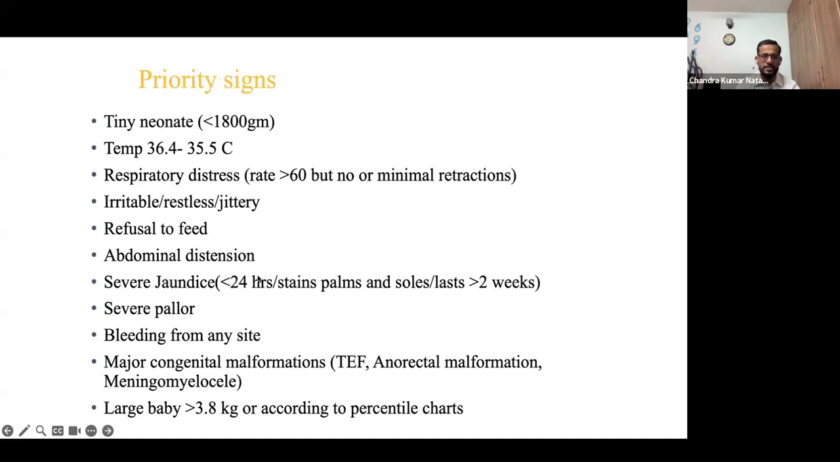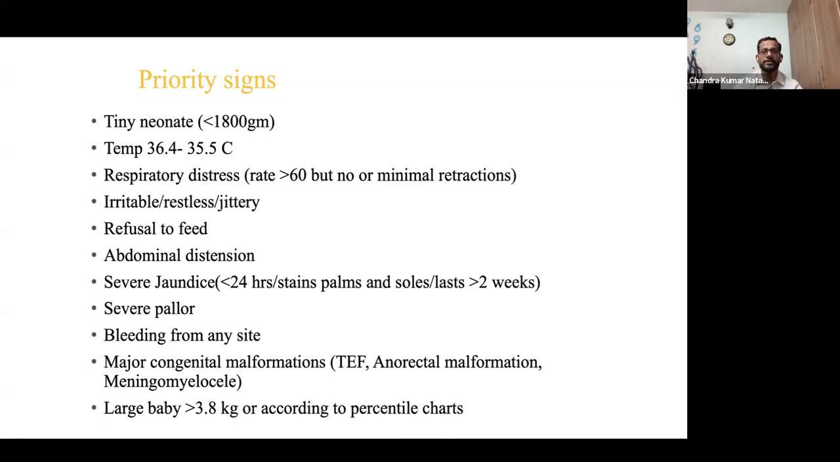There is abdominal distension, severe jaundice, that is, jaundice in less than 24 hours with palms and soles stained, or jaundice for more than 2 weeks, severe pallor, bleeding from any site, major congenital malformations such as TEF, anorectal malformation, meningomyelocele, or a large baby more than 3.8 kg, or according to the percentile chart, when they are more than the 90th percentile.